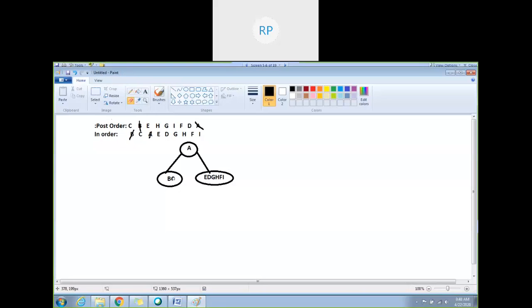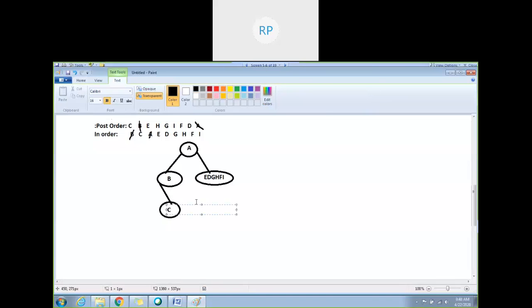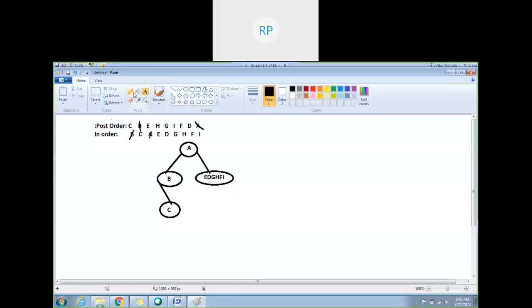B is the root element. C will be left or right? C is the right element. Yes, ma'am. Okay. Now for the right side, D will be the root. D is the root element, right?